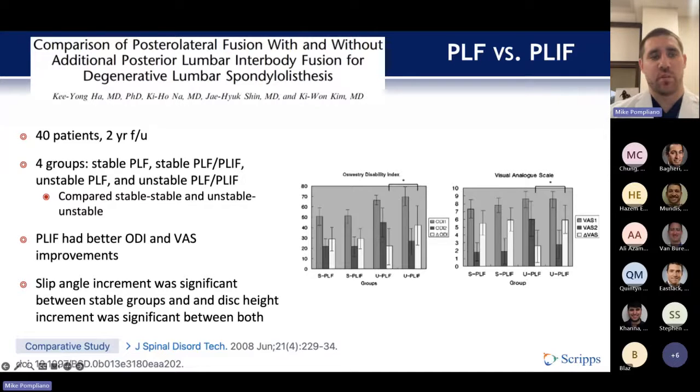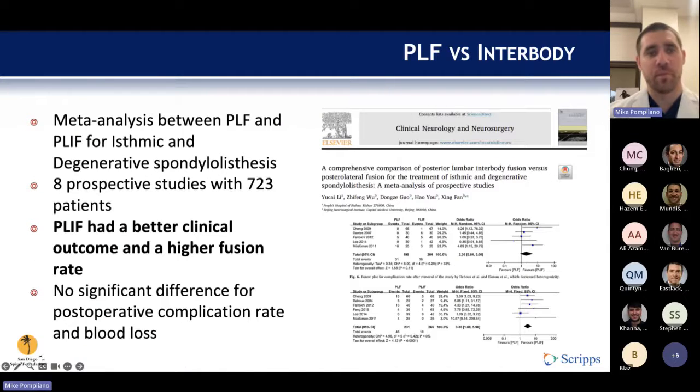Comparison of posterior lateral fusion with and without posterior lumbar interbody fusion. 40 patients, 2 years follow-up, broken down into 4 groups, both stable and unstable with respect to posterior lateral fusion versus posterior lateral fusion and posterior lumbar interbody fusion. And then they compared stable to stable and unstable to unstable. They found that the interbody fusion had better ODI and VAS improvement, and the slip angle increment was increased between the stable groups, as well as the disc height increased between both the stable and unstable groups. So kind of providing evidence for some of the theoretical benefits we just talked about.